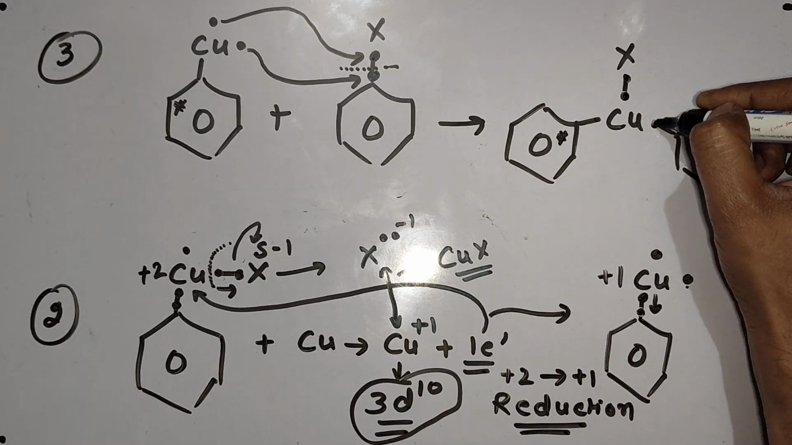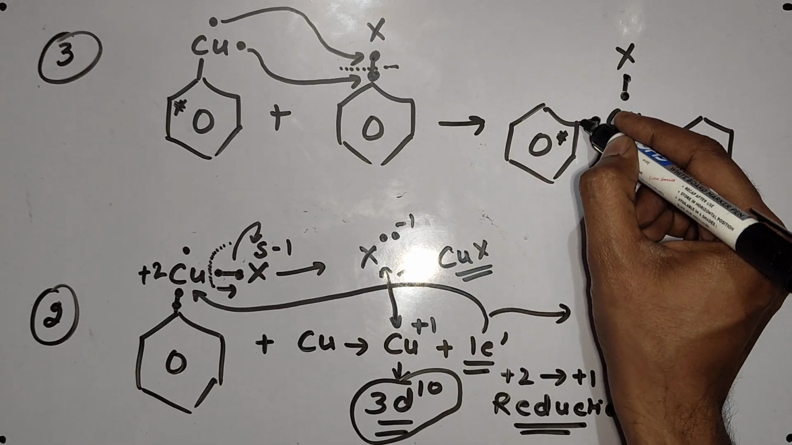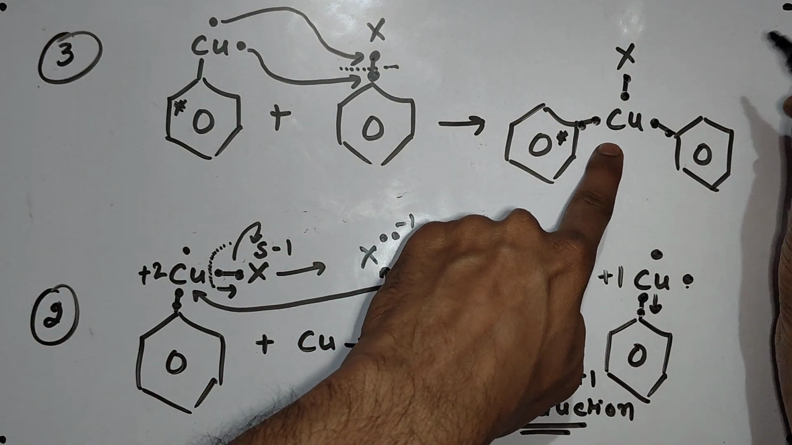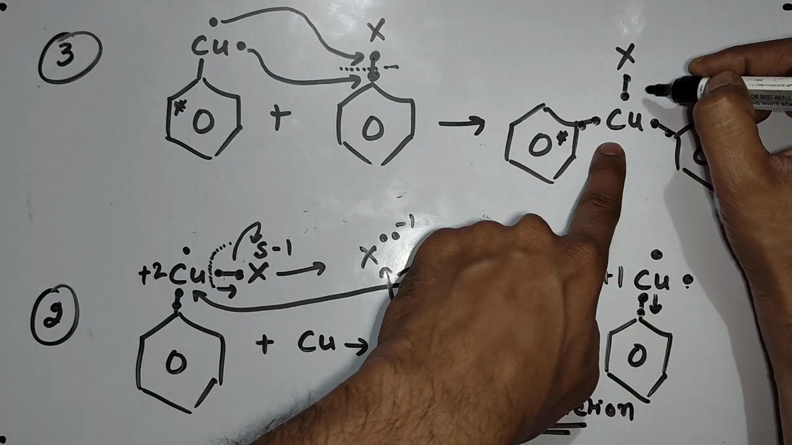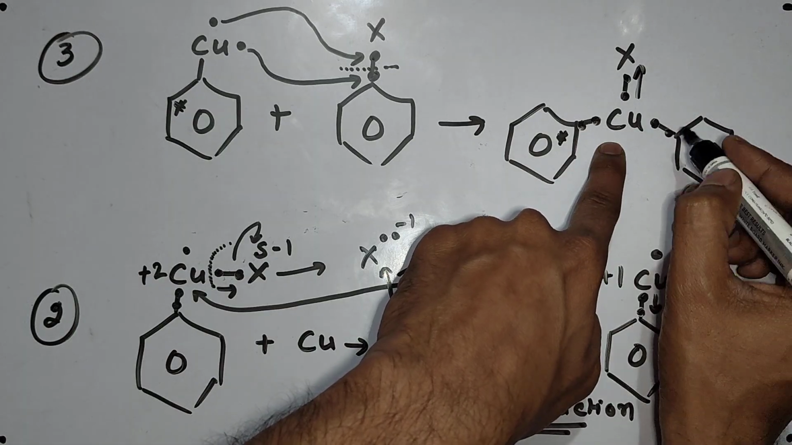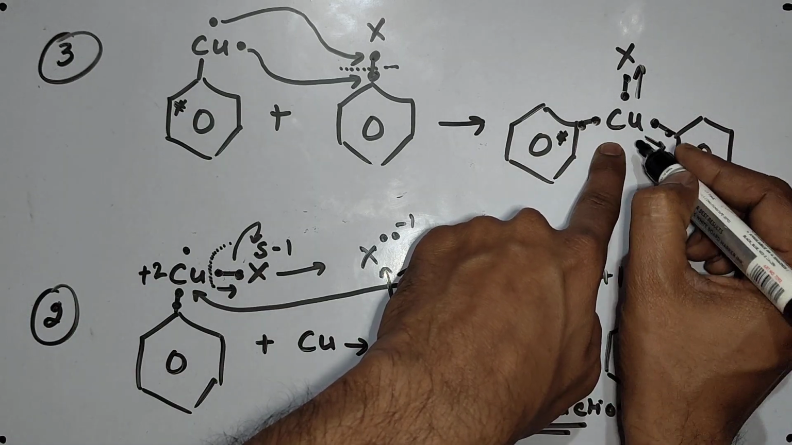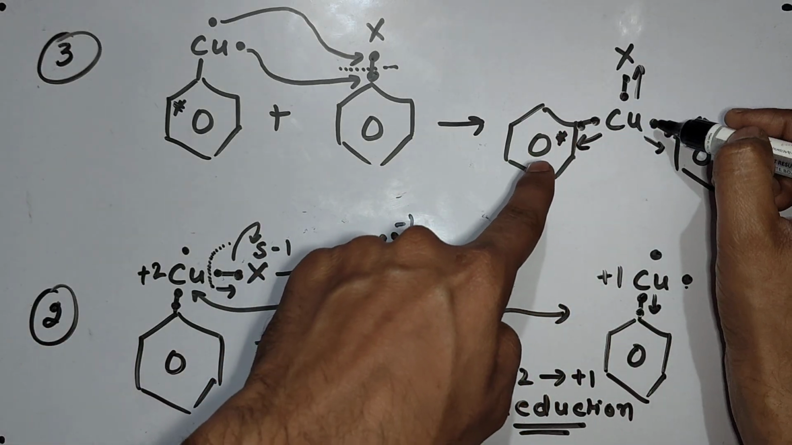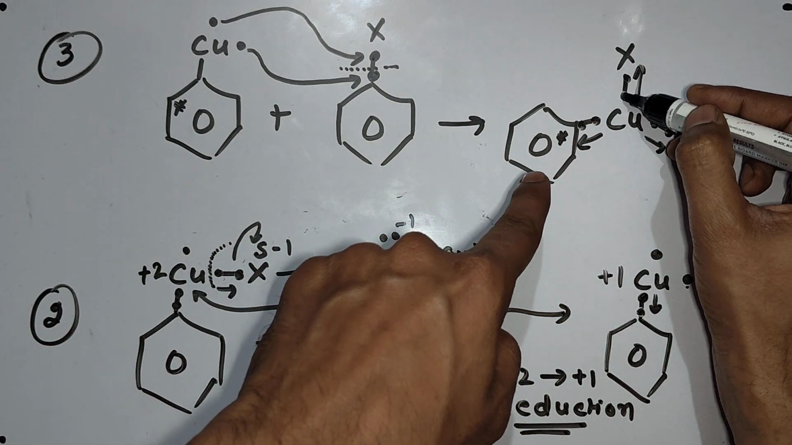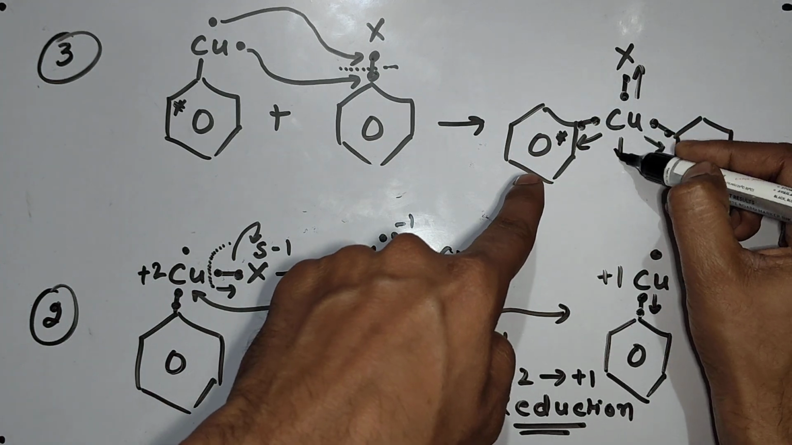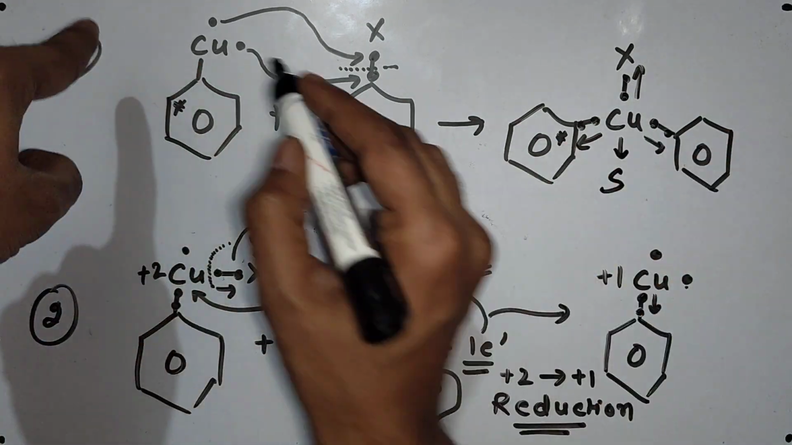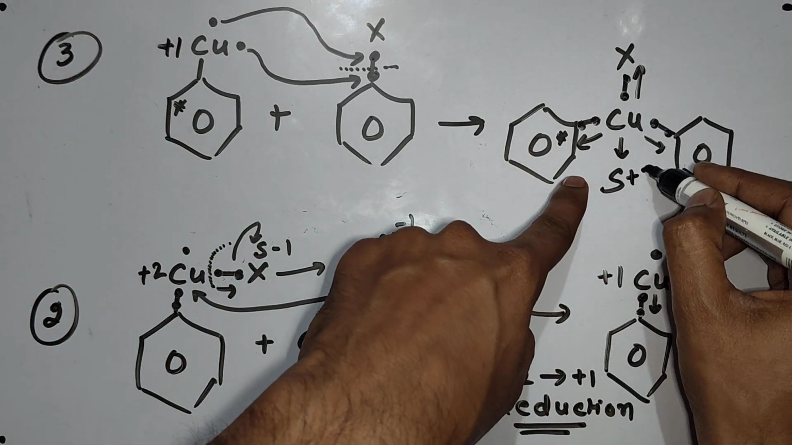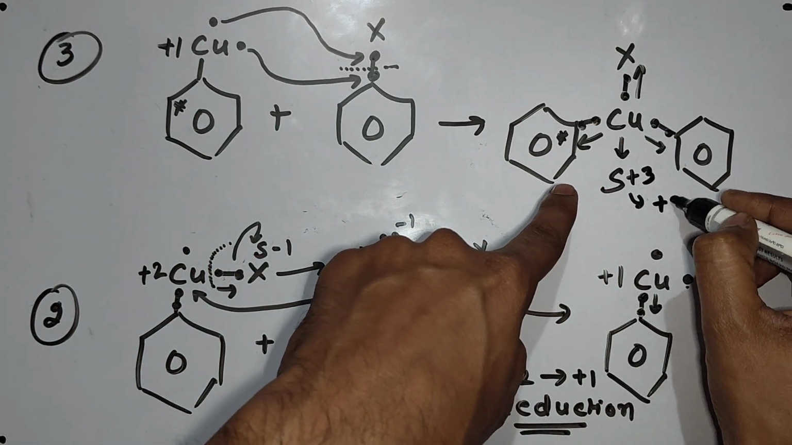2 electrons will be there in every bond. Now please check the oxidation state of this copper. X is more electronegative than copper. Electrons are going toward X. Carbon is more electronegative than copper. So in this compound, copper is losing a total of 3 electrons. 1, 2, 3. So its oxidation state will change from +1 to partial +3, or you can say +3 oxidation state.